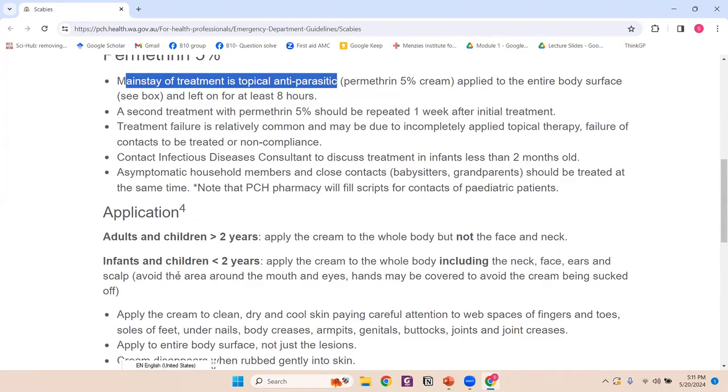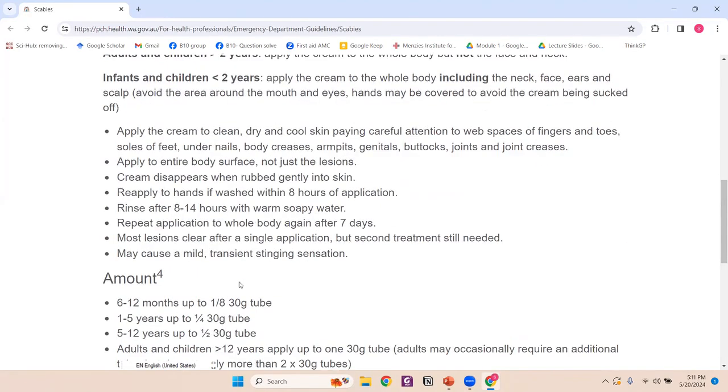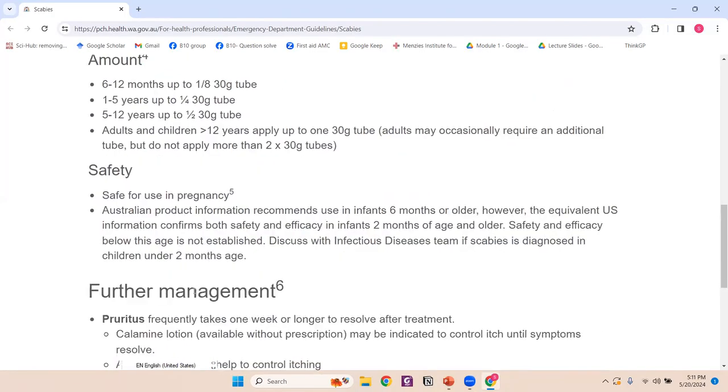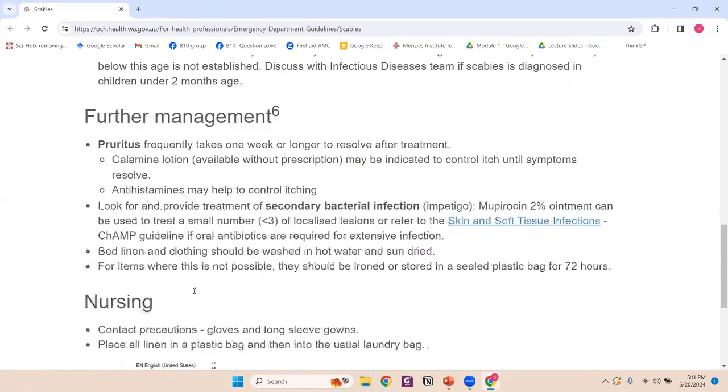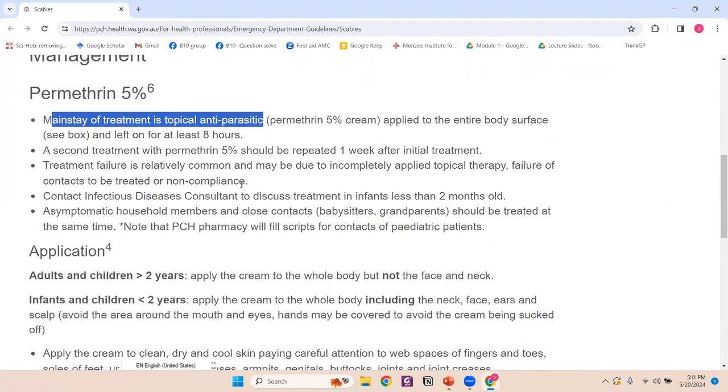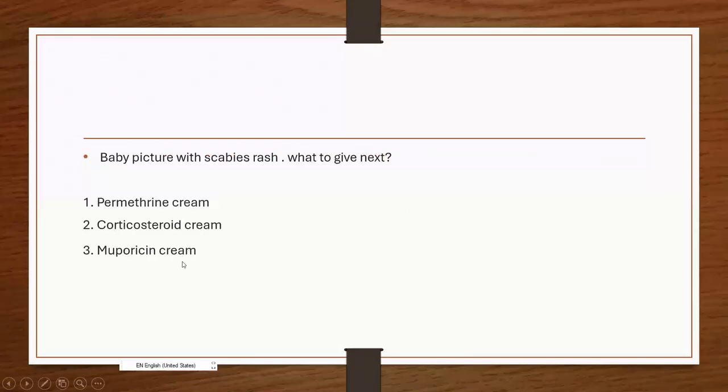That is because of the distribution of scabies. Okay, so that you can leisurely read. Now, how much to apply and everything is there. Okay, so what you have to know is the mainstay of management of scabies would be your permethrin. All right. Now here as answers you have permethrin. Yes, correct. So it should be your answer.